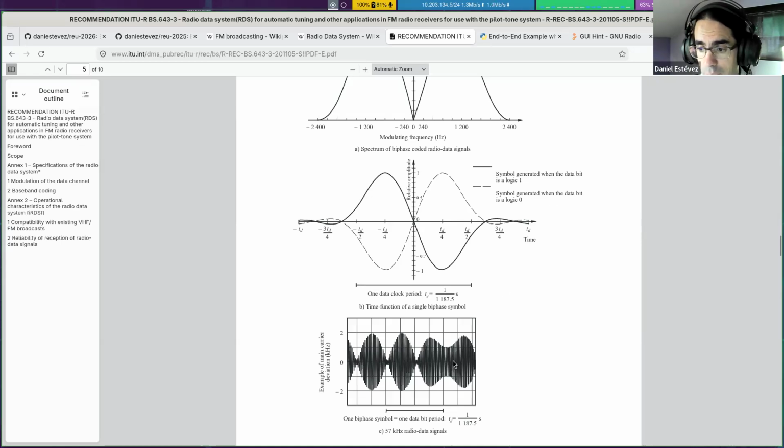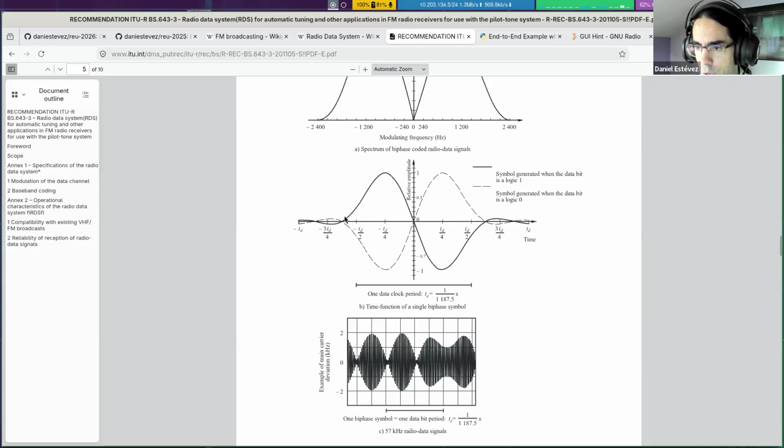When this thing is multiplied by the 57 kilohertz tone, what remains is something like this. And this wavy thing would be the 57, sorry. I don't know how to multiply, but clearly 19 times 3 is 57. So this wavy thing in between would be the 57 kilohertz carrier that we are going to remove as the first step.